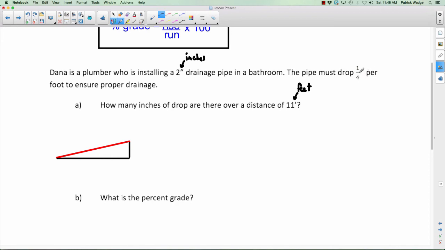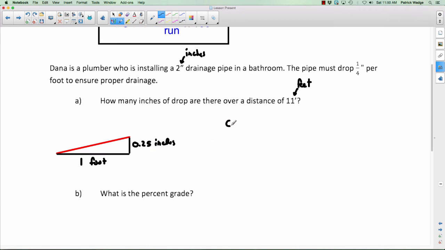So what's another way we could write a quarter instead of writing as a fraction? I bet you'd be happy if we wrote as a decimal, wouldn't we? So instead of a quarter, what could we write? 0.25. 0.25 for every foot. So this is inches, and this is 1 foot. And what we want to know is how much drop would there be if it was a distance of 11 feet? Well, wait a minute. We could just do a proportion here, right? If it's dropping 0.25 inches for every 1 foot, and what we're interested in is how far does it drop over a distance of 11 feet?